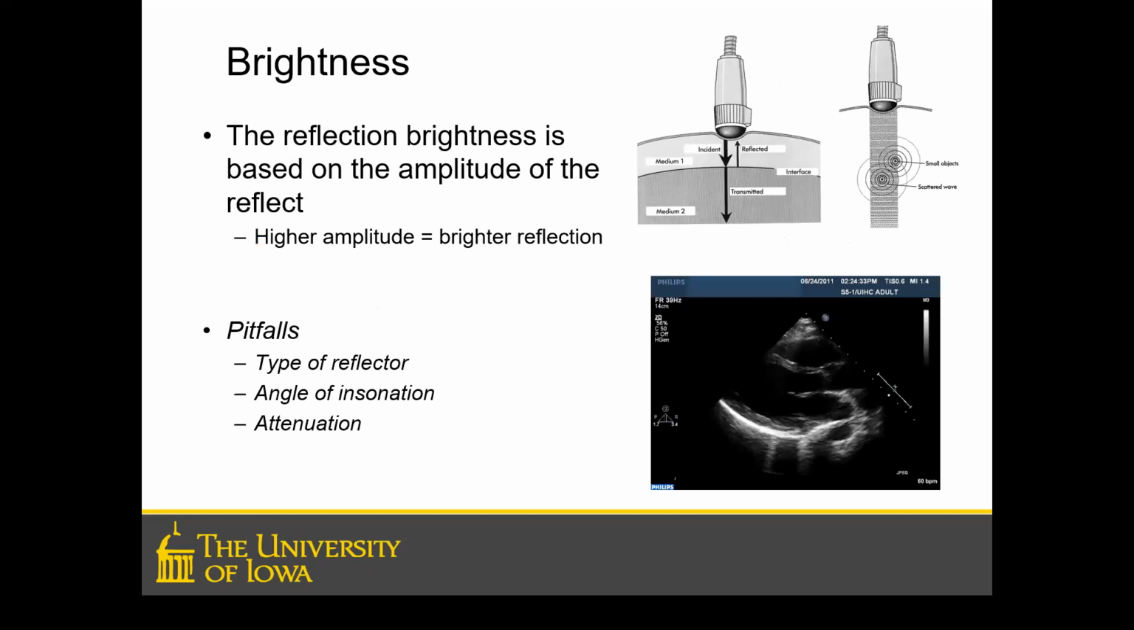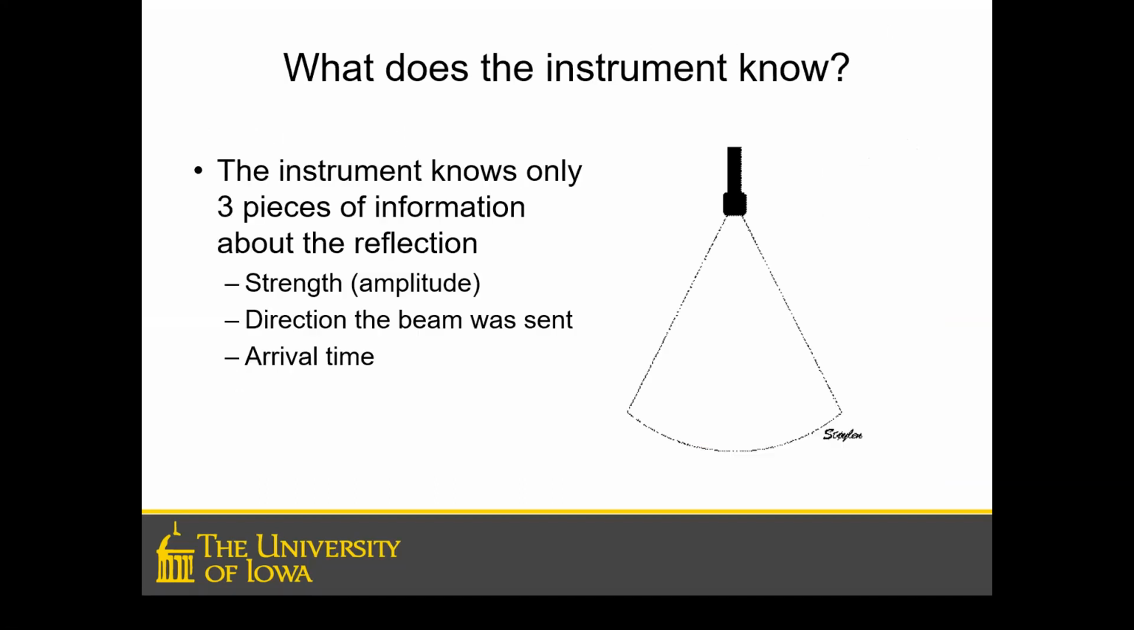And then lastly, we have the amplitude or brightness. So the brightness of the echoes on the screen is determined by the amplitude of the returning reflection. Higher amplitude is a higher or brighter reflection. So some pitfalls here have to do with the type of reflector that we're talking about. And this is, again, where you're going to want to make sure you're using your words. We'll talk about specular reflectors versus diffuse reflectors. We'll talk about the angle of inclination and attenuation properties.